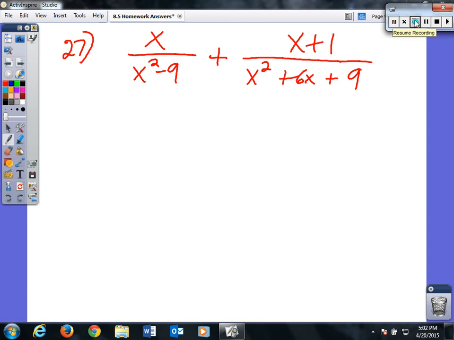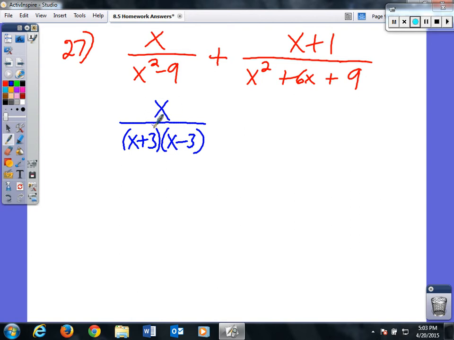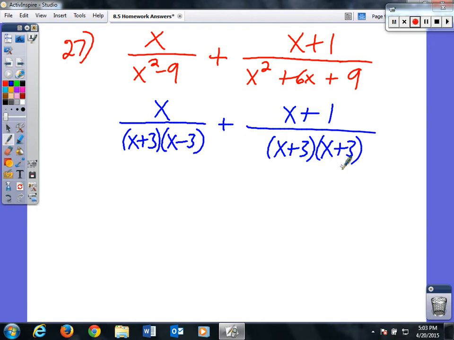Let's factor each of these denominators before we even try to get a common denominator. On the left, x squared minus 9 is the difference of two squares. And on the right, that is a perfect square trinomial, so it will factor to x plus 3 squared, or I'm going to write that actually as x plus 3 times x plus 3. So you can see we do have one factor in common, the x plus 3.